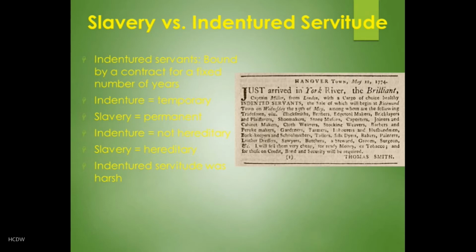You should not interpret this to mean that indentured servitude was easy, or in some ways not as harsh as slavery itself. We're going to talk more about this in the next couple of slides. But indentured servitude could be very harsh, and many indentured servants died before attaining their freedom. In some cases, they might be so abused and mistreated and beaten down that after they reached freedom, they were not able to live much of a life.